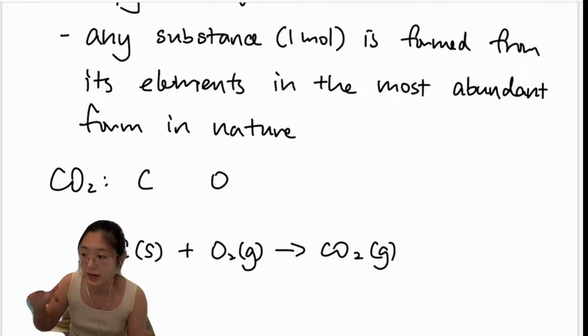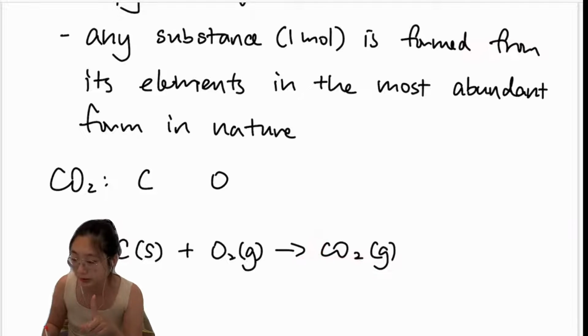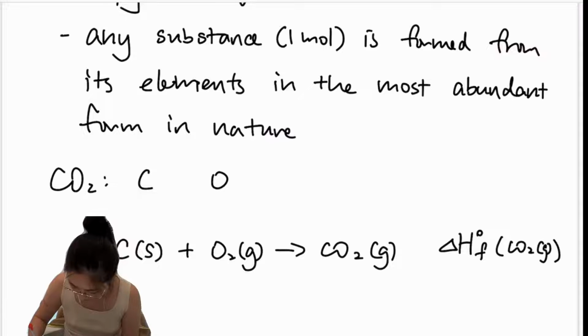And then you will always have to adjust the stoichiometry so the coefficient of the product is equal to 1. The enthalpy change for this reaction is called the enthalpy change of the formation of carbon dioxide.